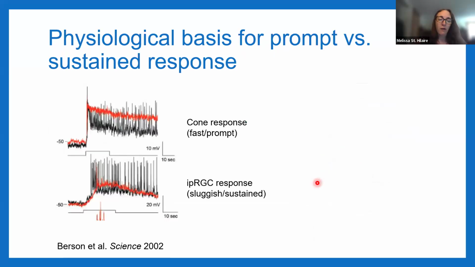We now also know from various works, and I'm just using Dave Berson's study as an example, that this is actually how the cones and the IPRGC or melanopsin respond. We see a very fast or prompt response from the cones. Basically, as soon as the light is turned on, they start firing. And the IPRGCs and melanopsin in particular do fire, but they take a little bit longer. They're not firing as soon as the light exposure starts. They're lagging a little bit, they're sluggish. But then that response is sustained.